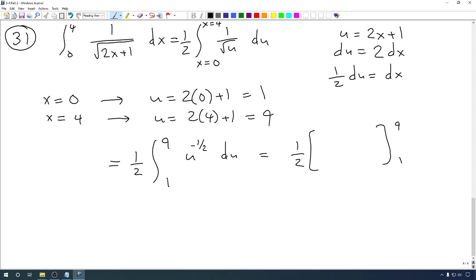We add 1 to the negative 1/2. That gives us a u to the positive 1/2. And then we divide by 1/2, or in other words, we multiply by 2. Actually, we can even say the 1/2 and the 2 cancel out. This is just the square root of u. So in fact, if you incorporate the 1/2 here, our antiderivative was just the square root of u. So we plug in 9 first. We have the square root of 9 minus the square root of 1, or 3 minus 1, and we have 2.